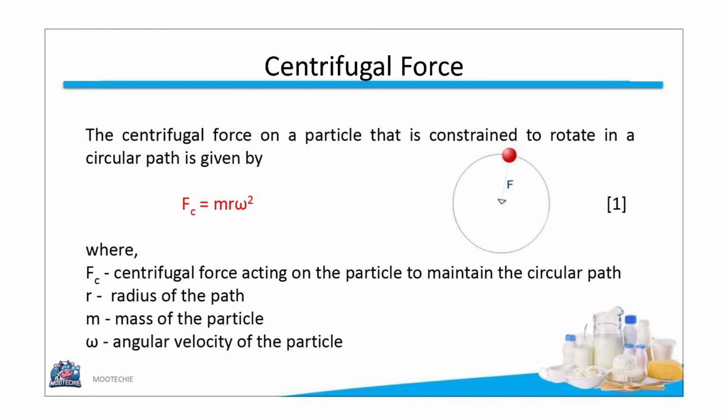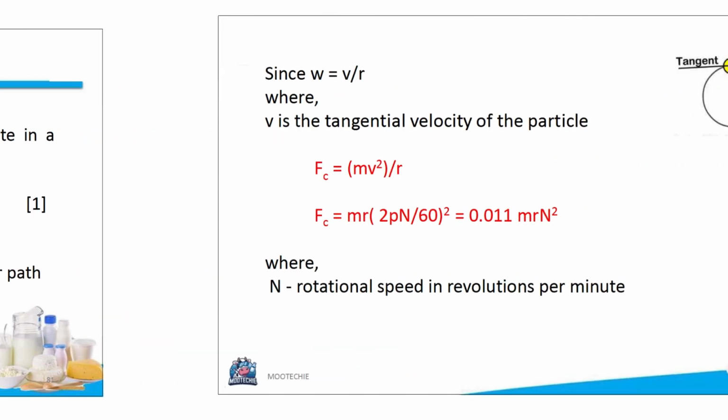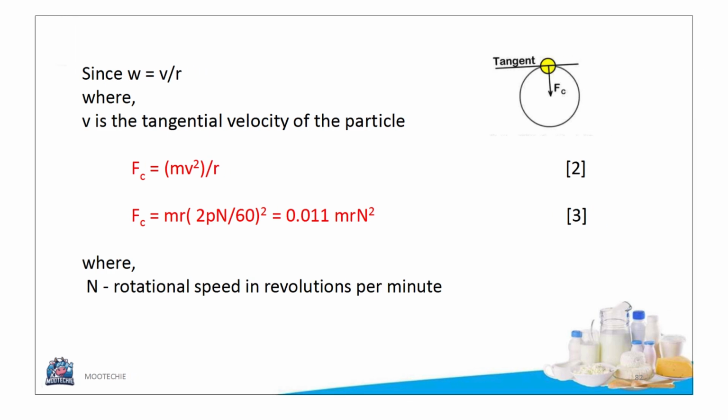The centrifugal force on a particle rotating in a circular path is given by f_c equals m times r times omega squared, where m is mass, r is radius, and omega is angular velocity. Since omega can also be expressed as v divided by r, where v is tangential velocity, the force can also be written as f_c equals m times v squared divided by r. It can also be expressed in terms of rotational speed in rpm, n, as f_c equals 0.011 times m times r times n squared.